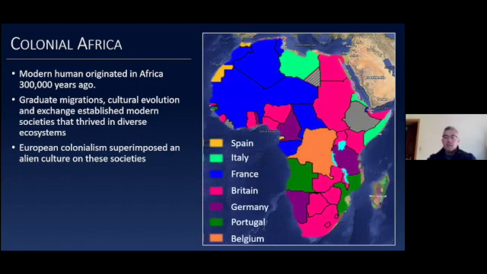If you look at the map of the different colonial regions in Africa, you can see the French colonized most of Western Africa, the British most of the eastern side and Southern Africa, and then other European powers colonized different areas.